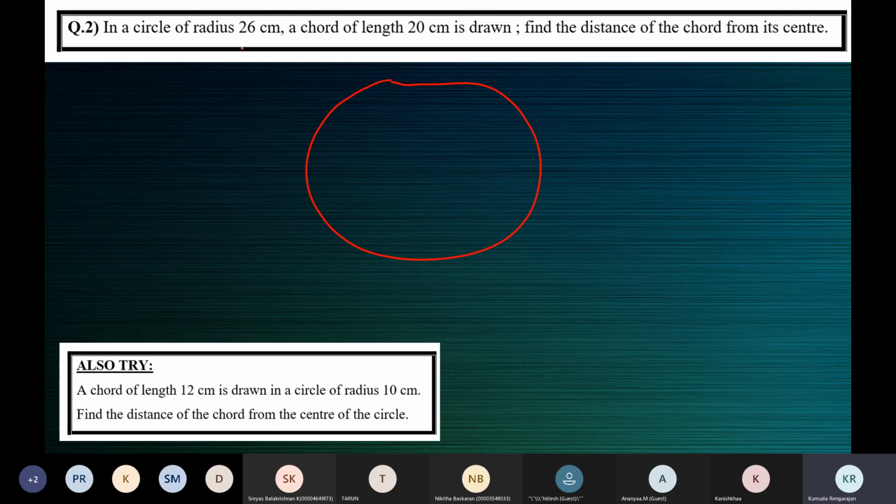Whenever you see a question involving this information, radius, length of chord, distance from the center, draw a figure like this. The information given here can be incorporated in a figure like this. When you see length of chord, radius, find the distance from the center. So this is the figure where AB is the length of the chord. OP is the perpendicular distance of the chord from the center, and OB is the radius.